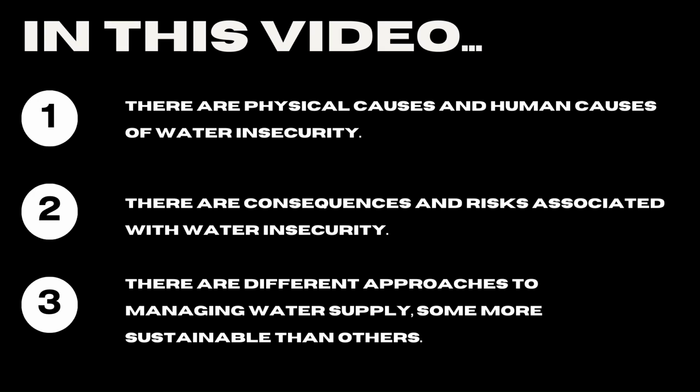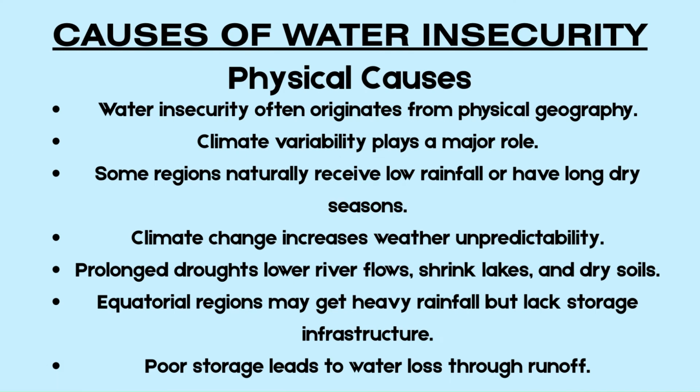Let's begin. Water insecurity often begins with the physical geography of a region. One of the primary causes is climate variability. Some regions naturally experience low rainfall or suffer from extended dry seasons, while others are facing more unpredictable weather patterns as a result of climate change. For instance, the Sahel region in Africa is becoming more arid, with desertification becoming an increasingly urgent problem, which leads to water shortages and food insecurity.